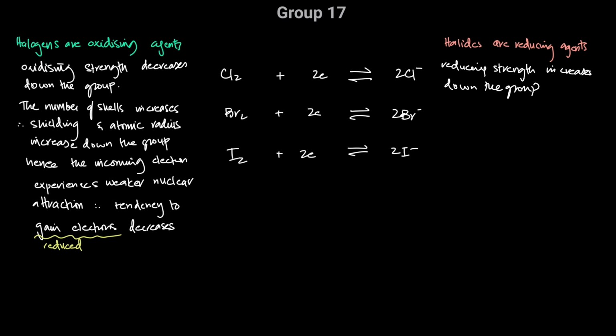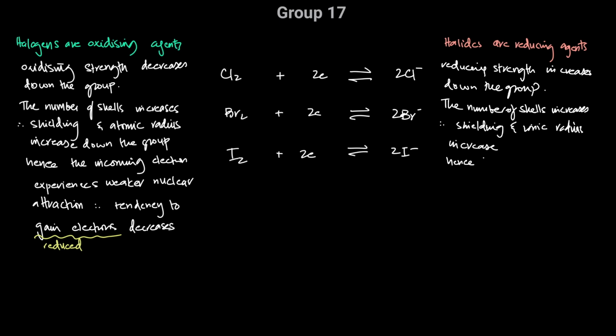And we have the same explanation, right? But here we're talking about the ionic radius. So down the group, the number of shells increases, which means that we can say that the shielding and ionic radius increase as we go down the group.